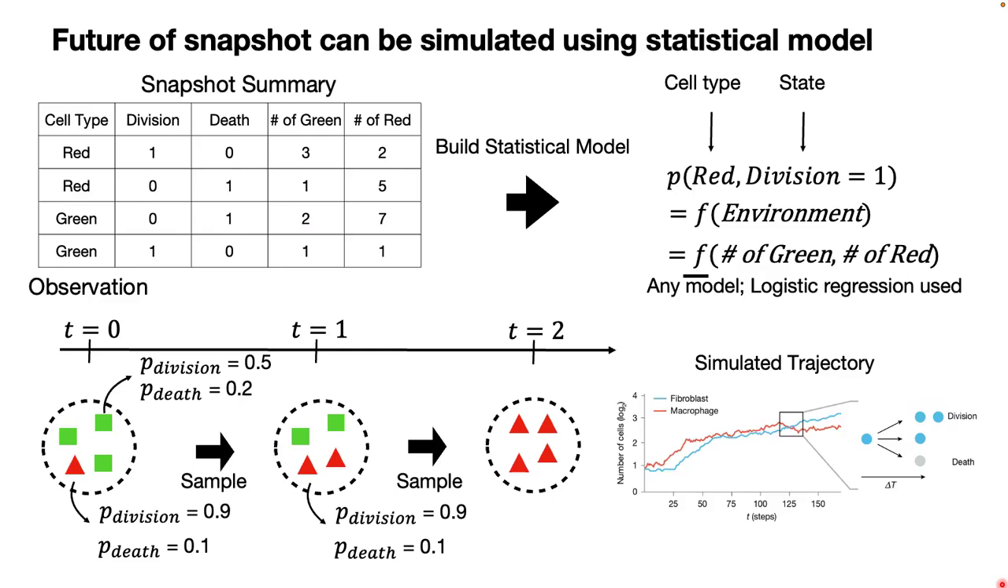The function they use only takes the number of green and red cells. It doesn't care about the division. They want to predict the division as a probability, and here they only use the cell count as predictor. It doesn't matter whether their neighbor is in division or not. Yes, they didn't consider that.